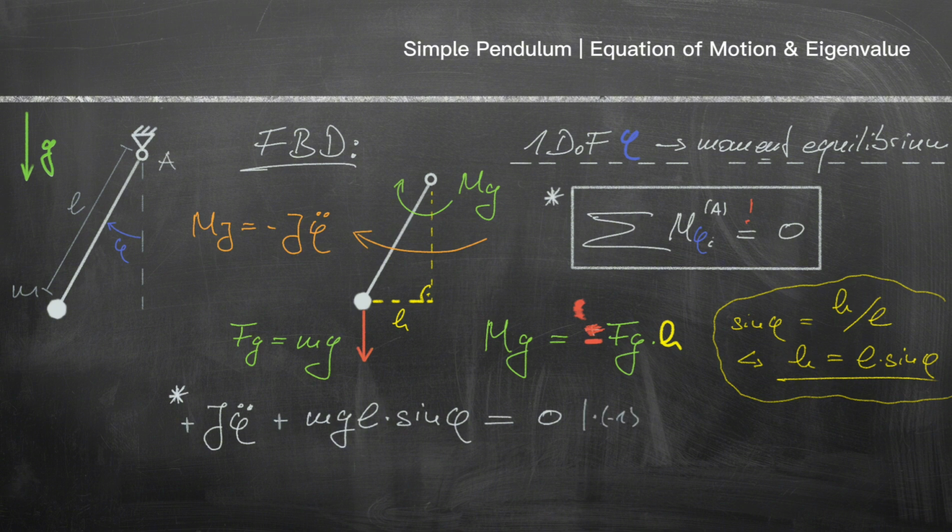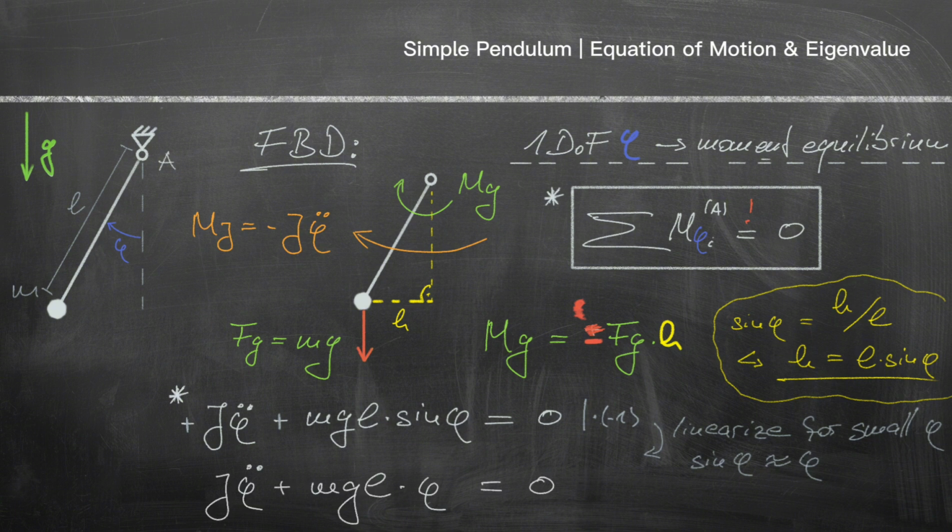Now we multiply the equation by minus 1, so that we obtain a positive leading sign. Linearize for small angles and therefore approximate sine of phi as phi, and this gives us the equation of motion for small angles phi. J phi double dot plus m g L phi is equal to 0. This is the equation of motion for small oscillations. If you want to learn more about the step-by-step modeling of dynamic systems applied on interesting real-world applications, check out the first link in the description.